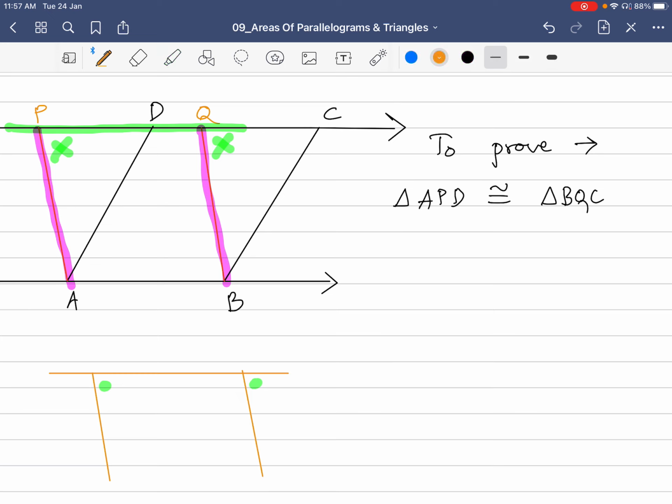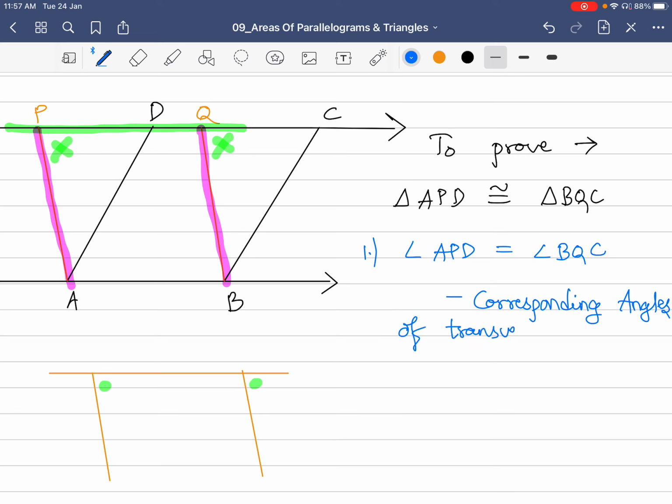So I'm going to note down this pointer. Point number one: angle APD is equal to angle BQC. What is the reason? Corresponding angles of the transversal PQ. P and Q, or you can even say PC, doesn't matter, it's the same whole line. Corresponding angles of the transversal PQ, and thus we prove that this angle is equal to this angle.